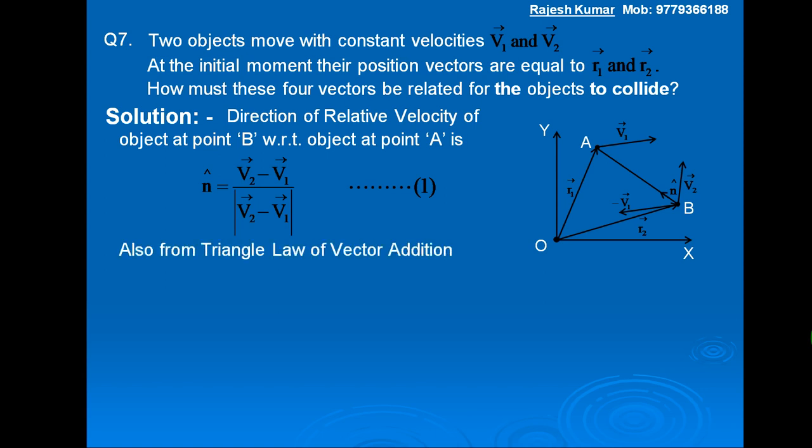Also, from the triangle law of vector addition, in triangle OAB, change the diagram. This is triangle OAB. So in this triangle, the vector r2 plus BA vector must be equal to r1 vector according to the triangle law of vector addition. Therefore, this implies BA vector is equal to r1 vector minus r2 vector.